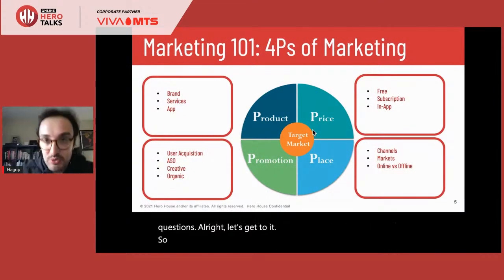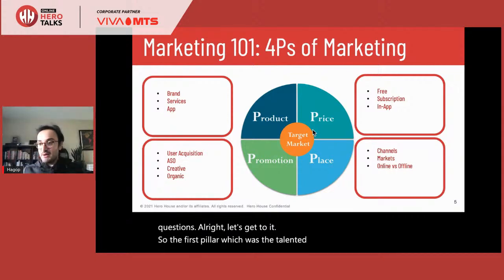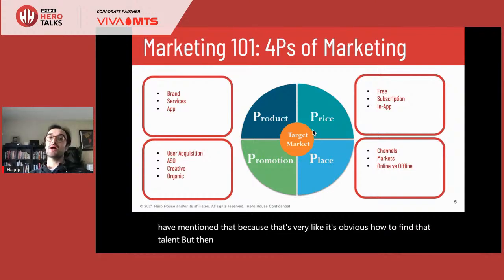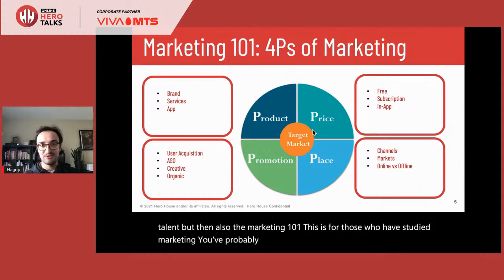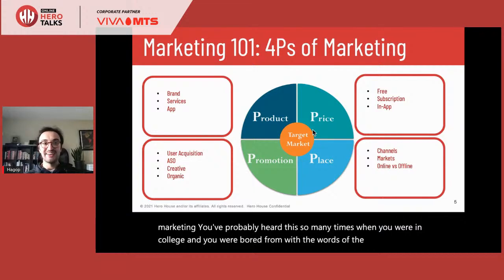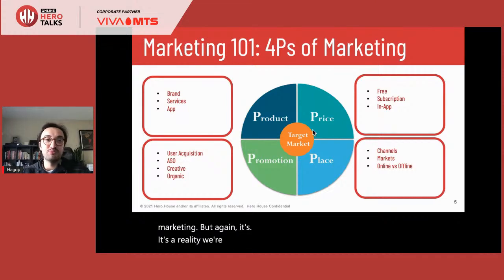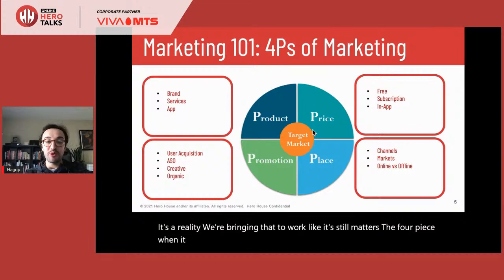So the first pillar, which was the talent, obviously, I should have mentioned that it's obvious how to find that talent. But then also the marketing 101. This is for those who have studied marketing. You've probably heard this so many times when you were in college and you were bored with the words of the 4 Ps of marketing. But in reality, we're bringing that to work. It still matters, the 4 Ps, when it comes to growth marketing or even modern or tech marketing.